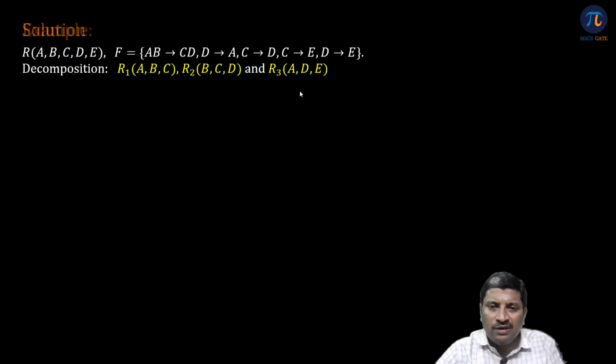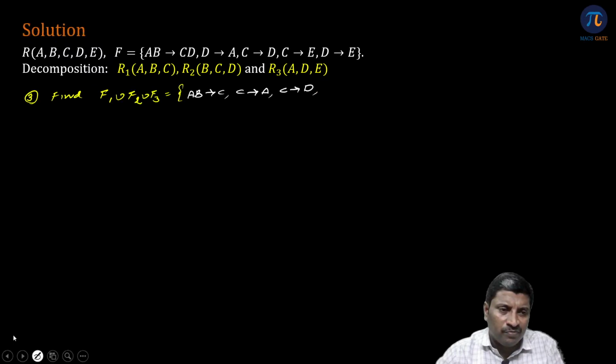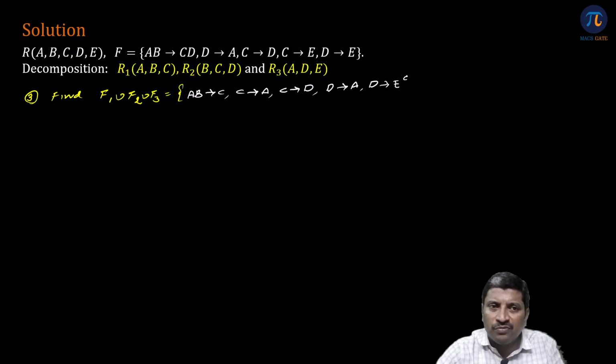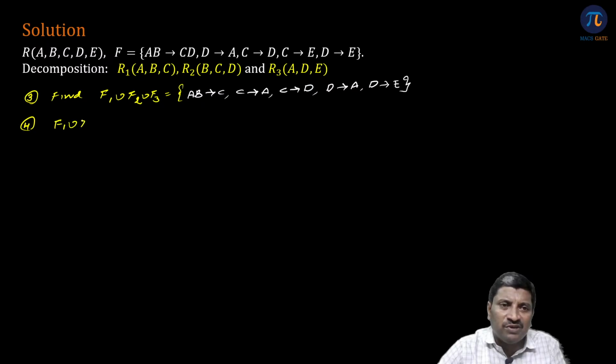Fine. Then next one, sir. D goes to A, D goes to E. Right. So let us continue the fourth step. Verify this union covers F or not. Right. So what is the first FD, sir?